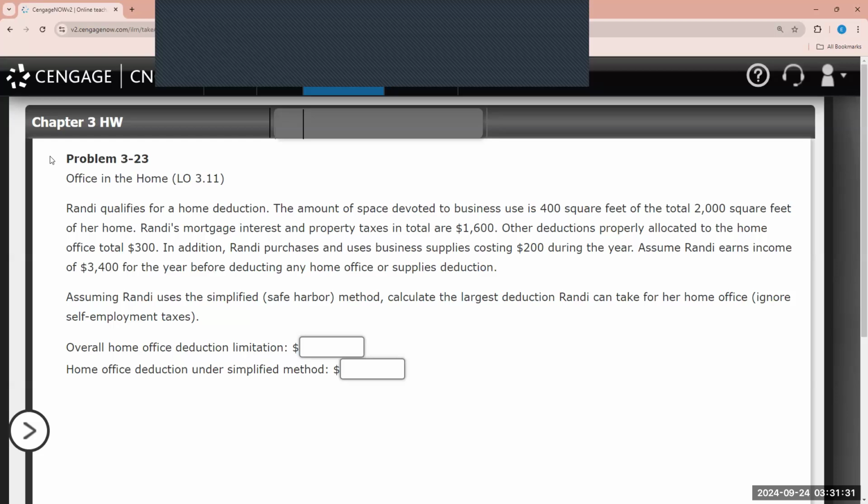Other deductions properly allocated to the home office total $300. In addition, Randy purchases and uses business supplies costing $200 during the year. Assume Randy earns income of $3,400 for the year before deducting any home office or supplies deduction. All right, so how do we answer this question?